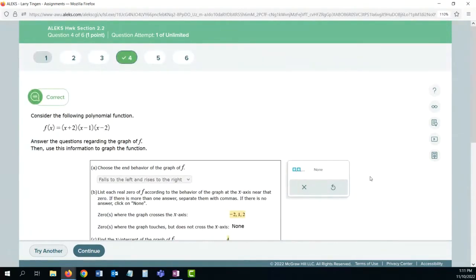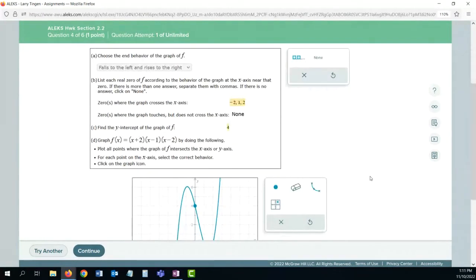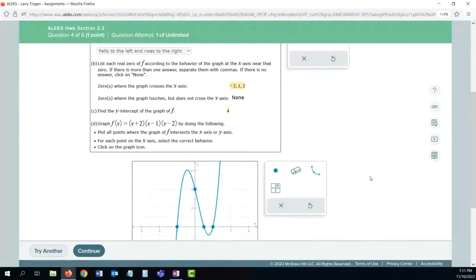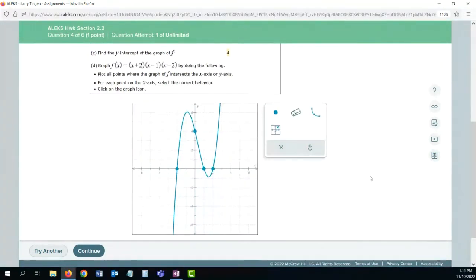All right. I love that question, except for the intercept problems. All right. How's that feel?